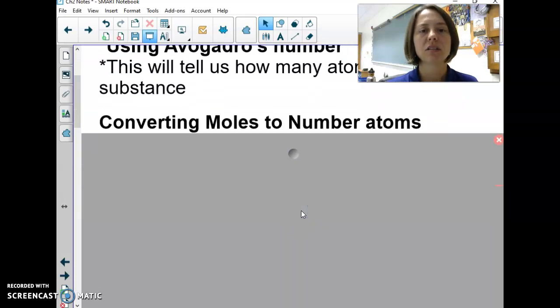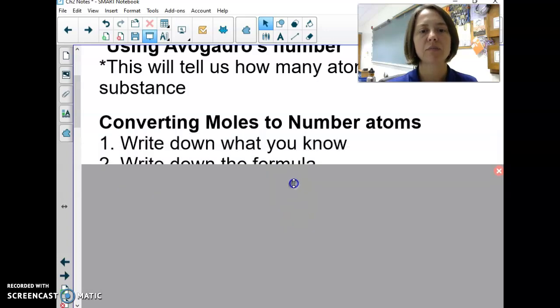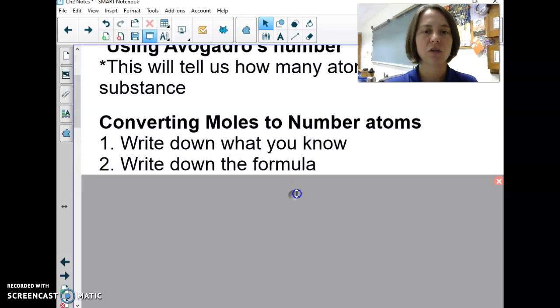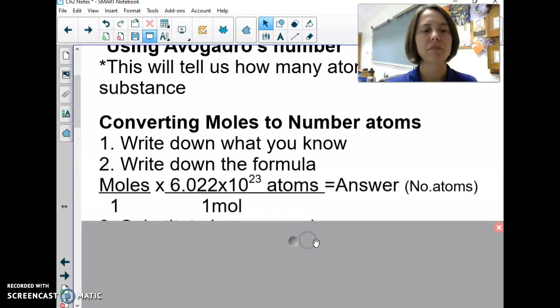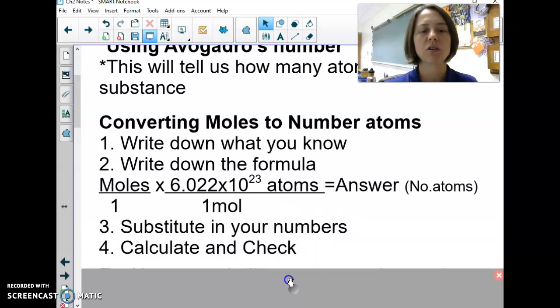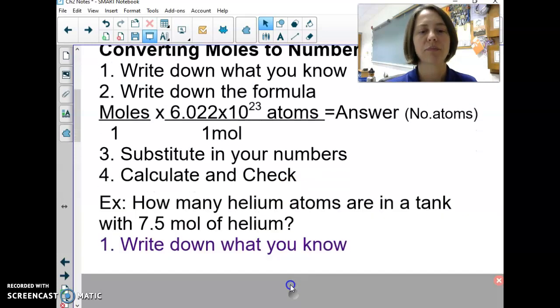So how do we do this? If we are interested in converting moles to number of atoms, you first, as you know, write down what you know, write down the formula. Moles over 1 times 6.022 times 10 to the 23rd atoms over 1 mole equals your answer, which is going to be in number of atoms. Then you substitute in your numbers, calculate, and check.